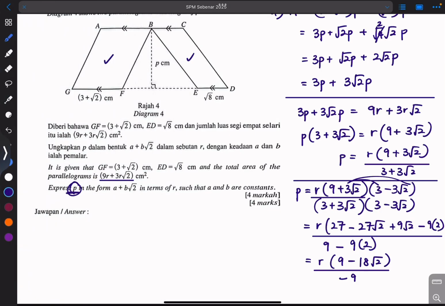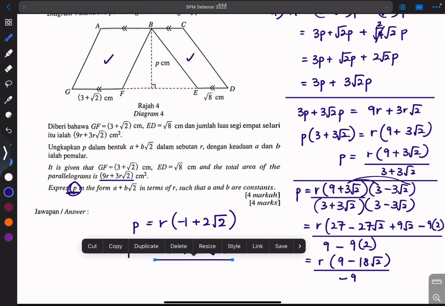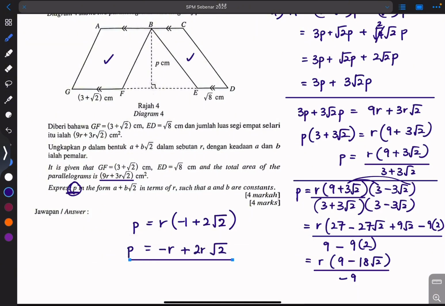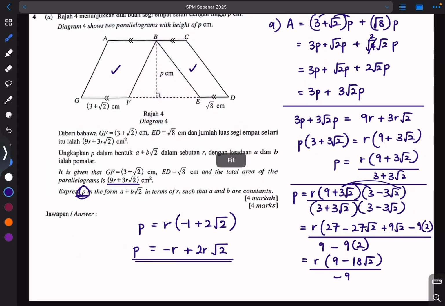So now we can simplify this. So let me write this here. Here we'll get r. 9 divided by negative 9 will be negative 1. And then negative 18 divided by negative 9 would be 2z². Then we multiply this in. We get negative r plus 2rz². This will be p. Done. That's it.